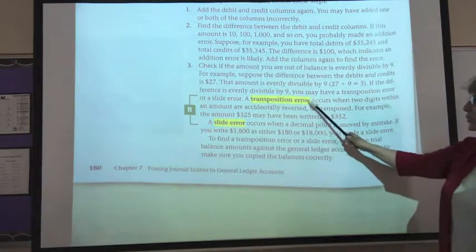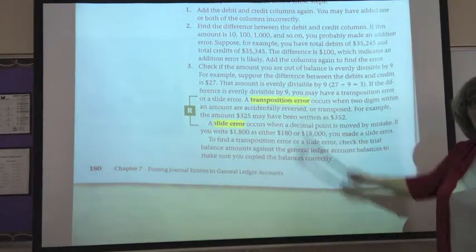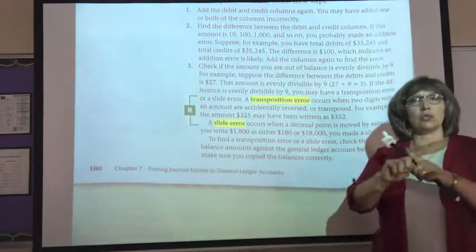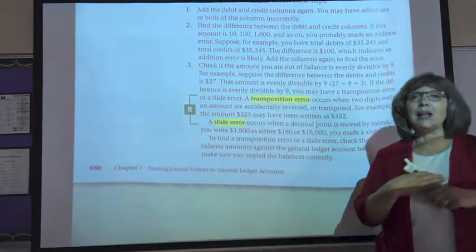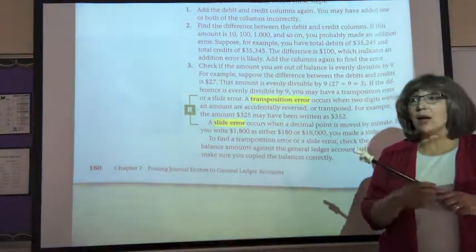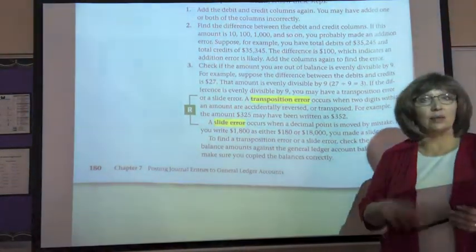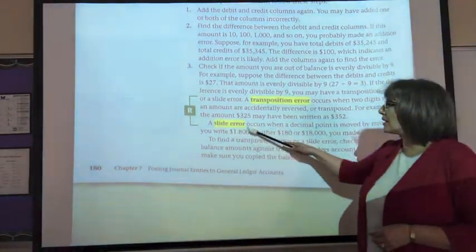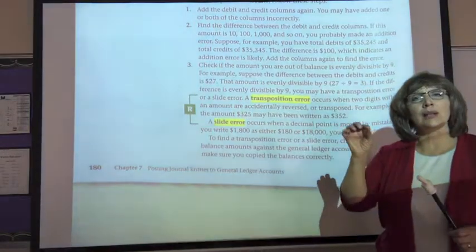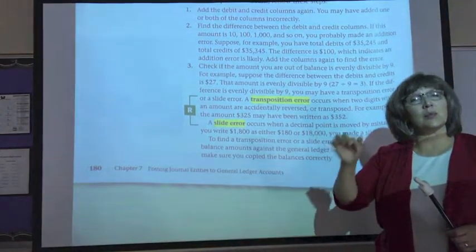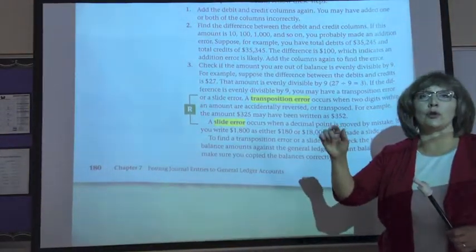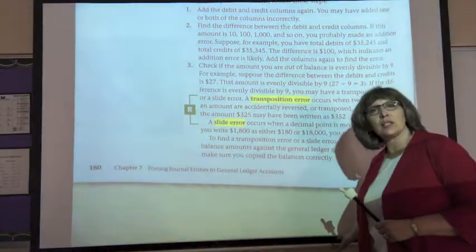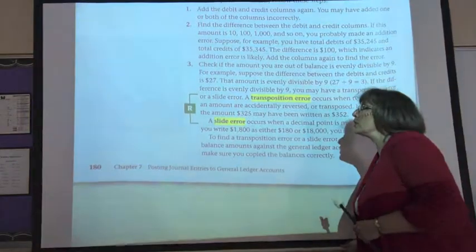One is a transposition error. A transposition error is when you actually switch 2 numbers around. I do that a lot. It's not uncommon for me to switch a 5 and a 7 around, or a 2 and a 3 around. Another error is called the slide error, and that occurs when you accidentally put the decimal point in the wrong spot and you move it over. I'm going to lift up the screen here a minute and show you a couple of examples up on the marker board. So give me just a second.